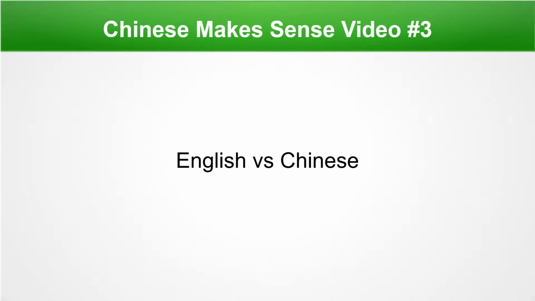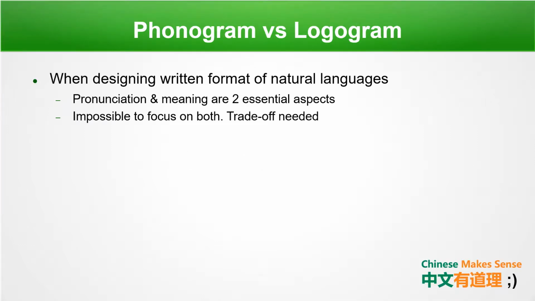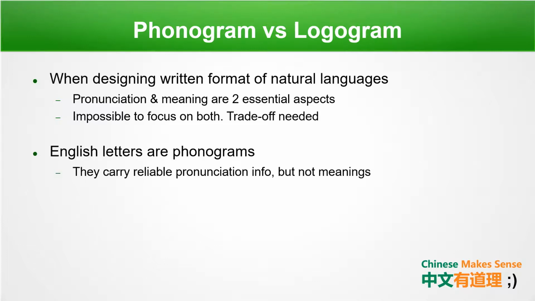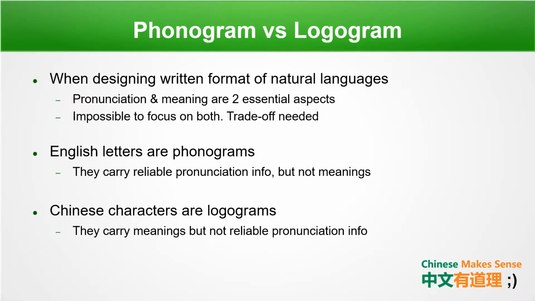In this video, we will be comparing English versus Chinese. Phonogram versus logogram. When you're designing written format of natural languages, there are two essential aspects, pronunciation and meaning. It's impossible to focus on both of them, so a trade-off is needed. English letters are phonograms. The pronunciation info is reliable, but they don't carry meanings. On the other hand, Chinese characters are logograms. They carry meanings, but the pronunciation info is not reliable.